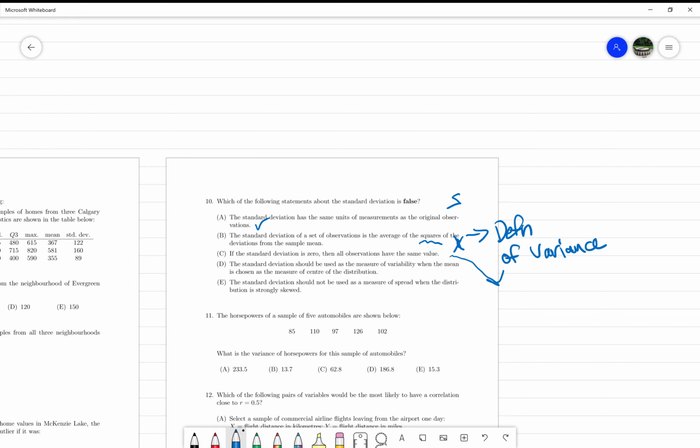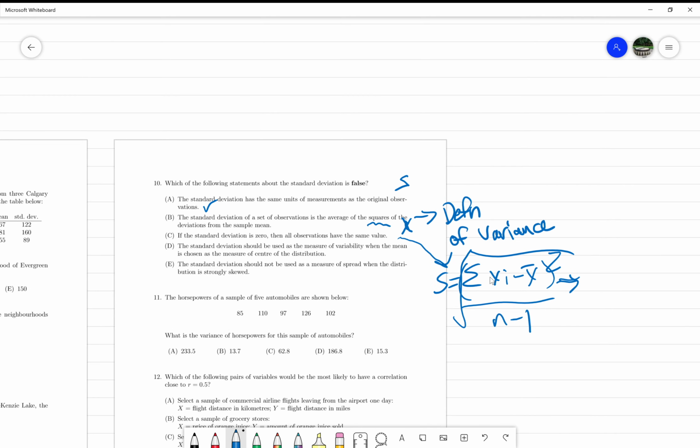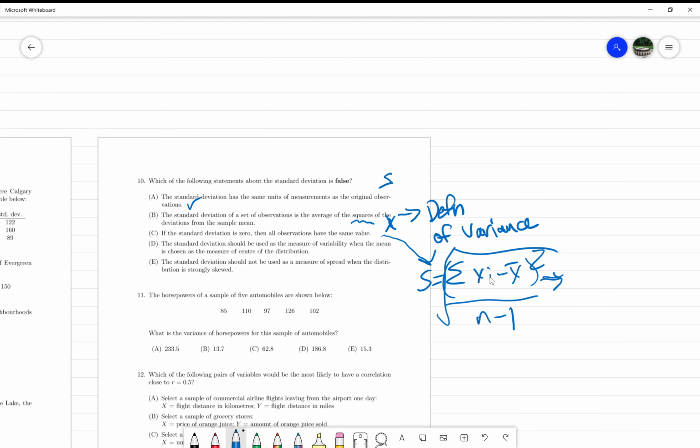C, if the standard deviation is 0, then all observations have the same value. This is true. So if we recall the formula, all over n minus 1, if all the xi's have the same value, that means the x bar is the same value. So if all xi's are the same, then x bar is going to be xi.